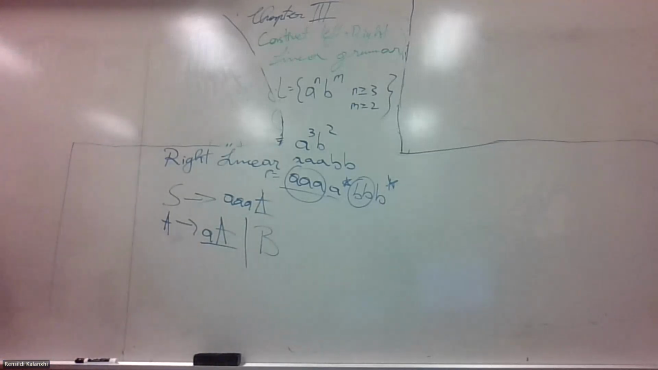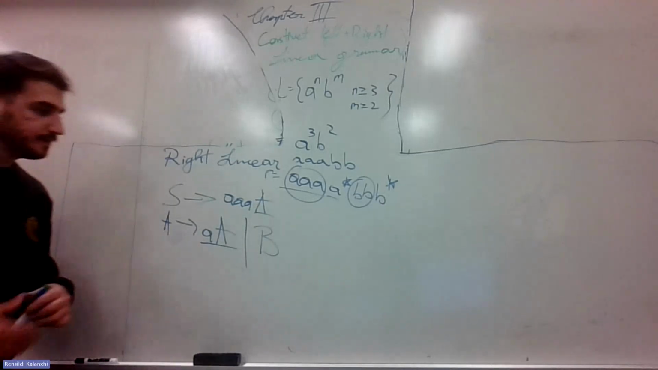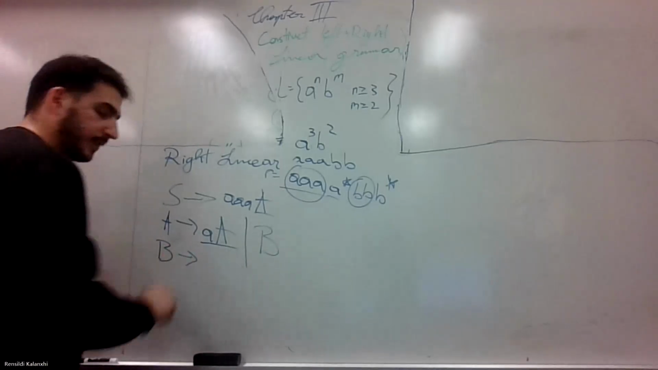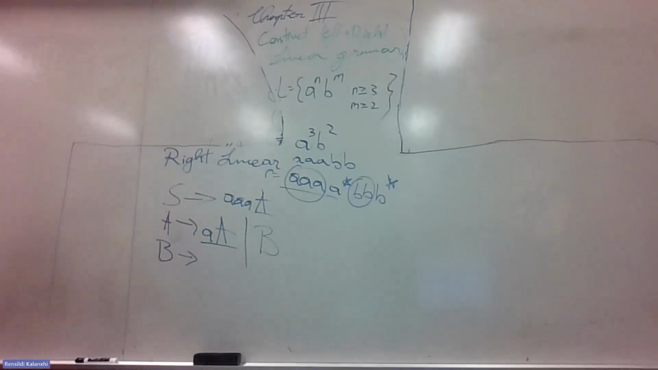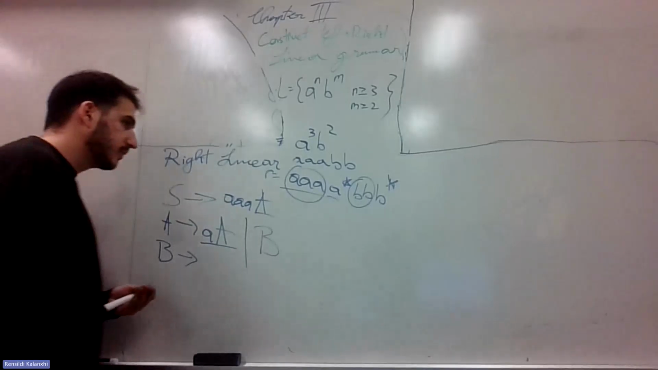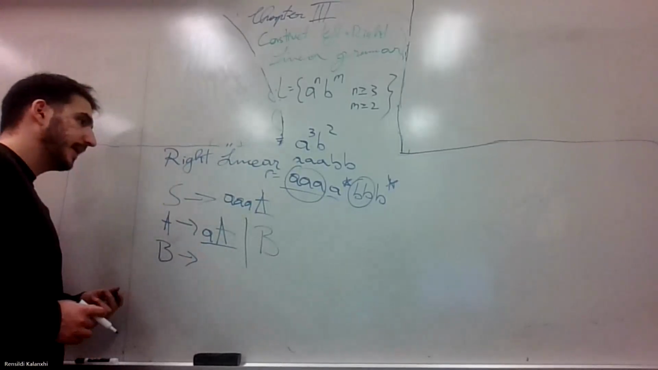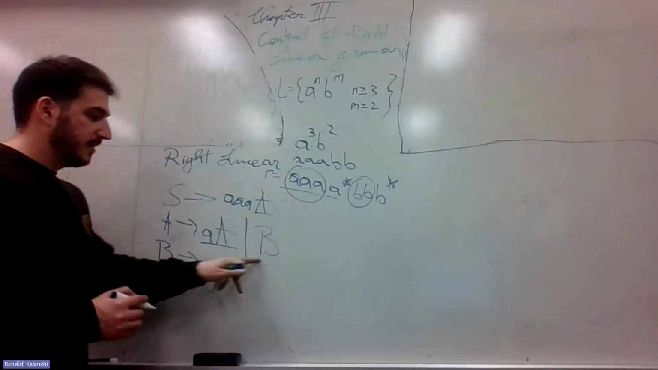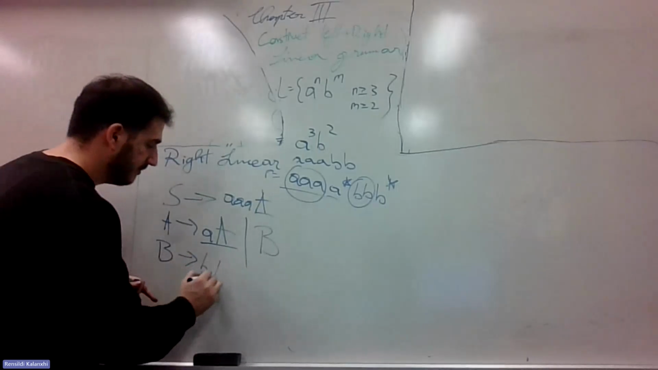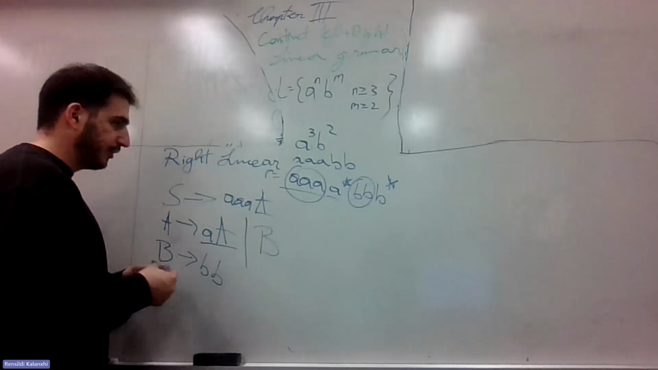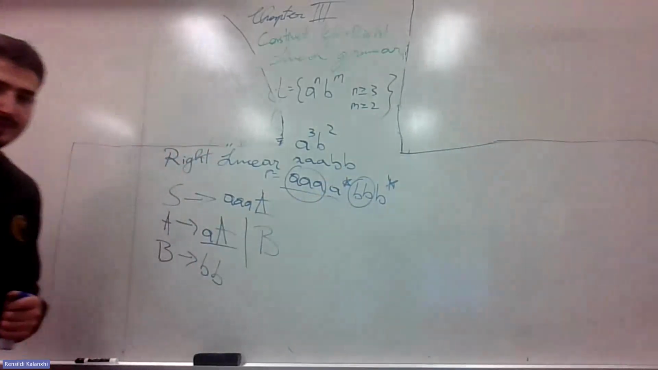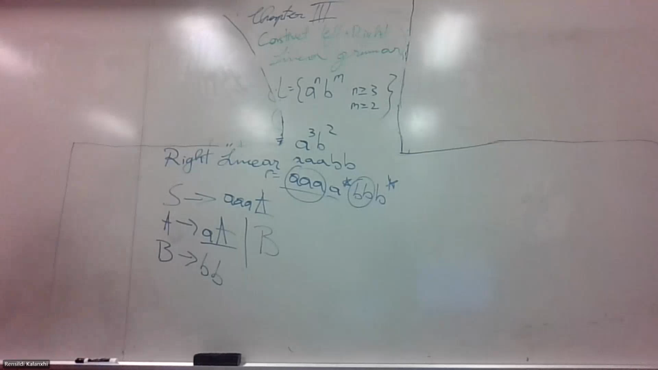All right. Now for B, we can include B or BB. The reason we can include BB is because what if we don't want any A's at all? Then we just end up with BB, and that's where it finishes.